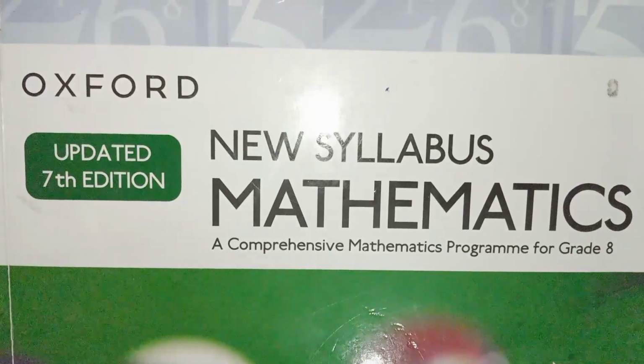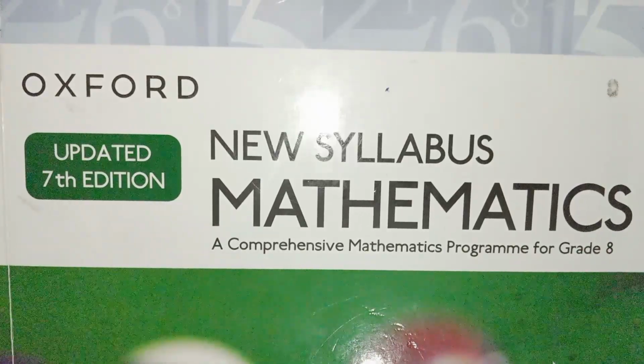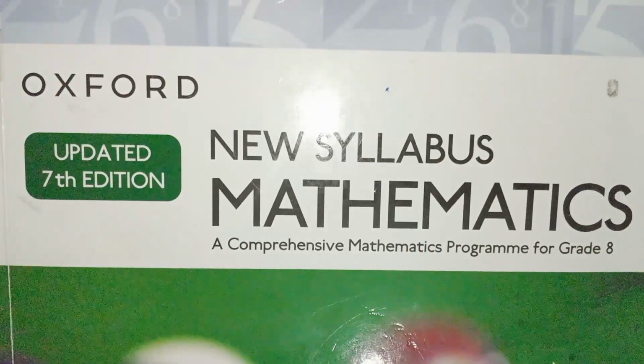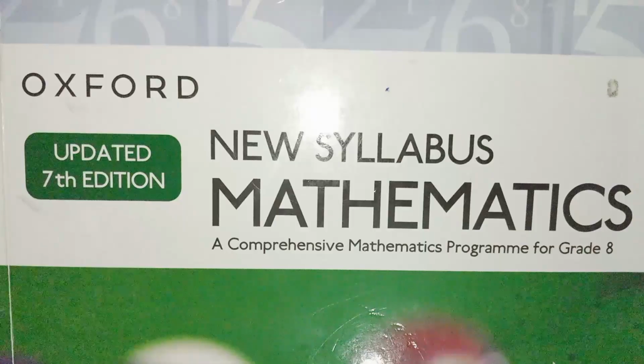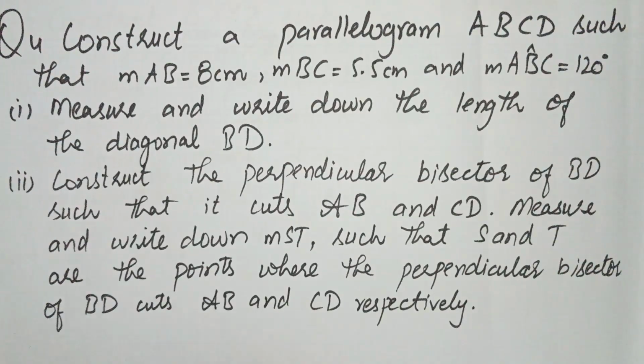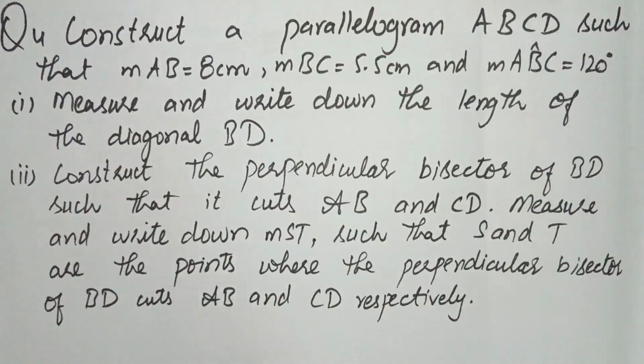This is the D3 updated 7th edition, and today we will do review exercise 11 and question number 4 to 6. Let's start, students. Now, students, question number 4: construct a parallelogram ABCD such that AB is 8 centimeter, BC is 5.5 centimeter, and angle B is 120 degree. First, we have to construct the parallelogram.